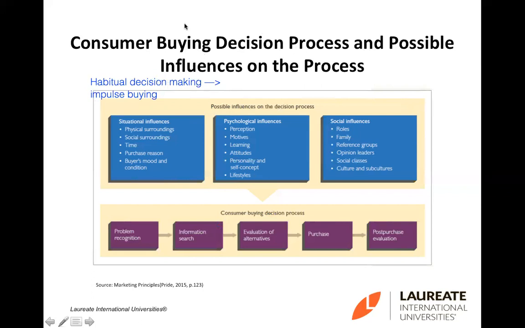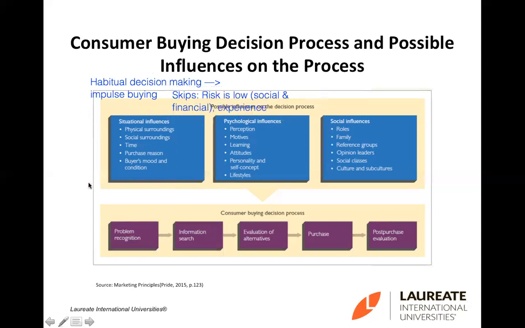Habitual decision making: we make decisions, but we skip a few steps. Why is that? Because the risk is low. Risk in terms of what? Social risk and financial risk. It's quite low. Why is that low? Because the value is low, and also we have the experience in buying this kind of product. So that comes under habitual decision making.